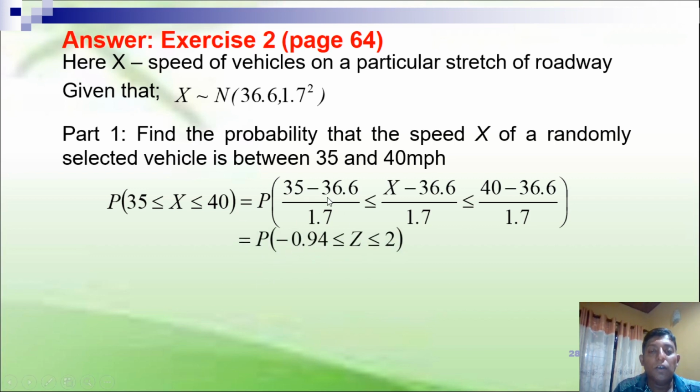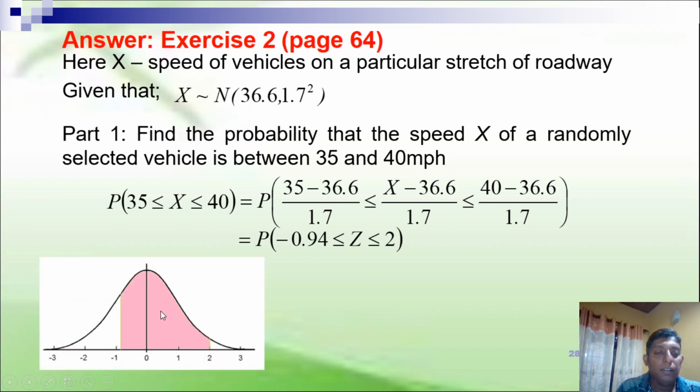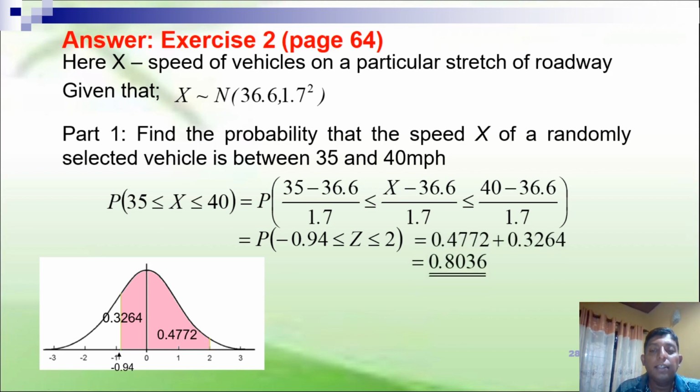Then the corresponding Z values are minus 0.94 and 2. Then mark the required area as shown in this graph. These two values can be read directly from the standard normal table. From minus 0.94 up to 0, the probability equals 0.3264. The second probability, from 0 to 2, is 0.4772. Just add these two, then the answer equals 0.8036.